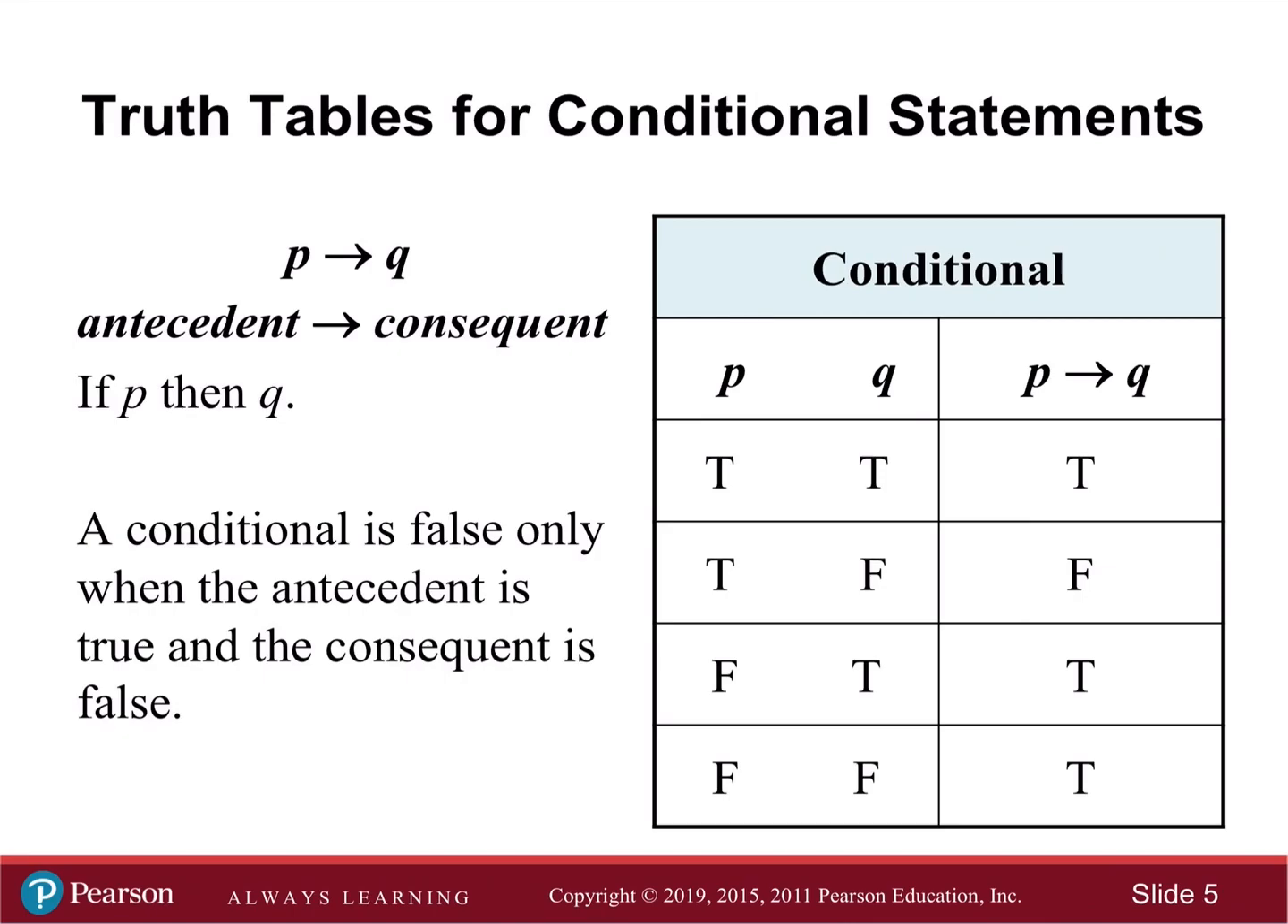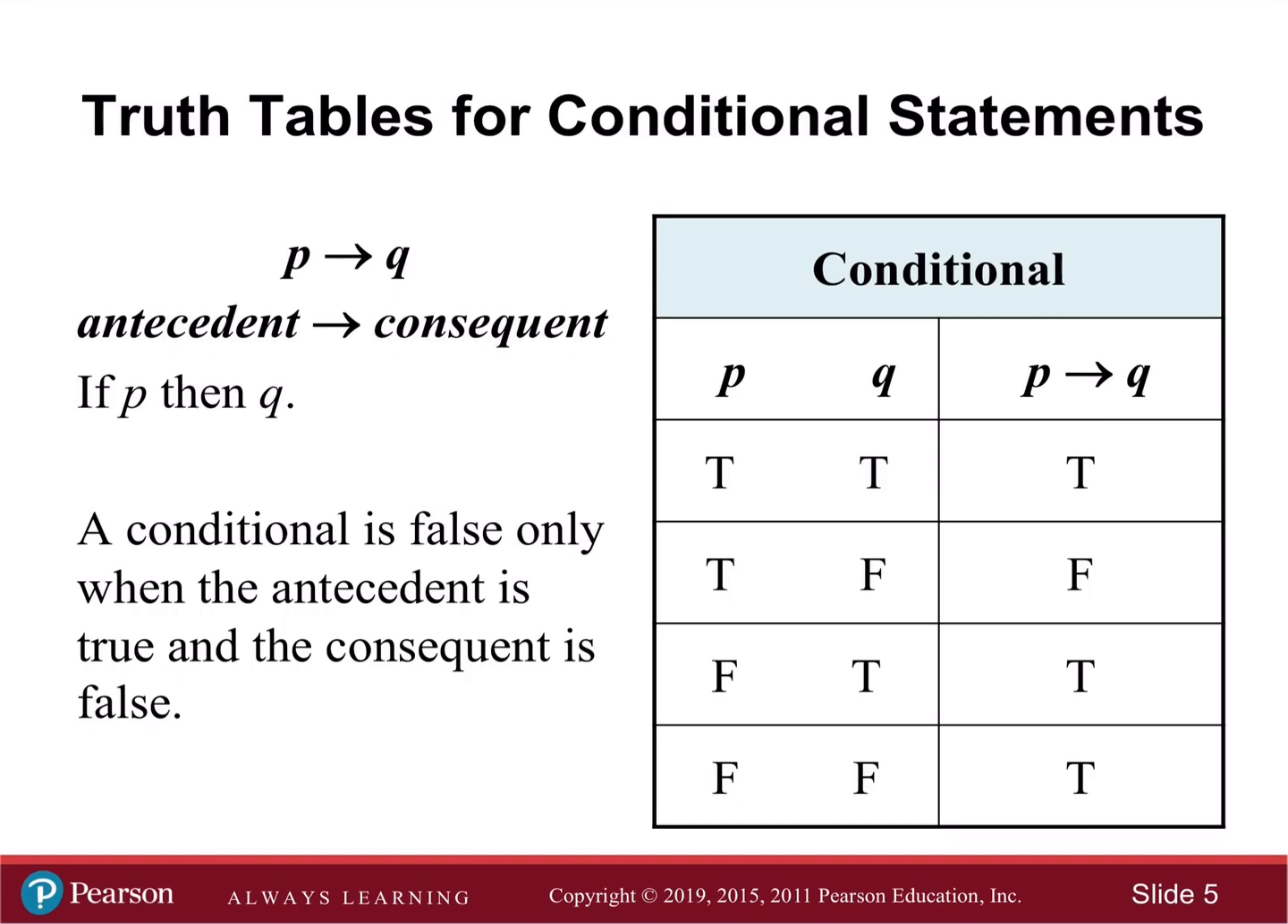So, truth tables for conditional statements. Whenever we have P implies Q, the antecedent implies the consequent. If P, then Q. A conditional statement is false only when the antecedent is true and the consequent is false. So the truth table for implication is always true except true implies false. True implies true is natural reasoning: intuitively, something true should imply something true. Contrary to that would be something true implying something false.